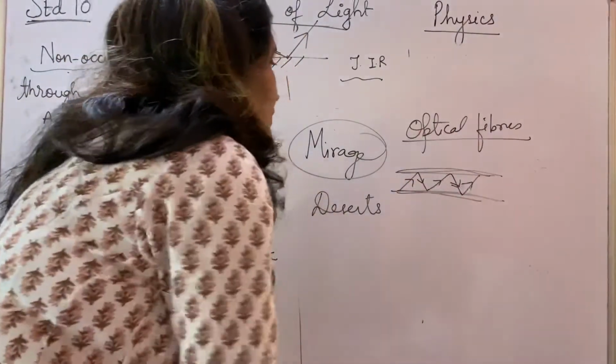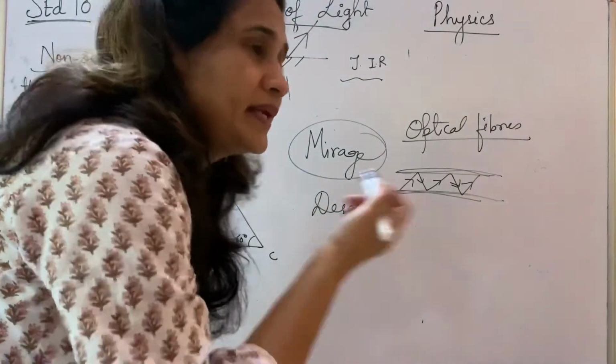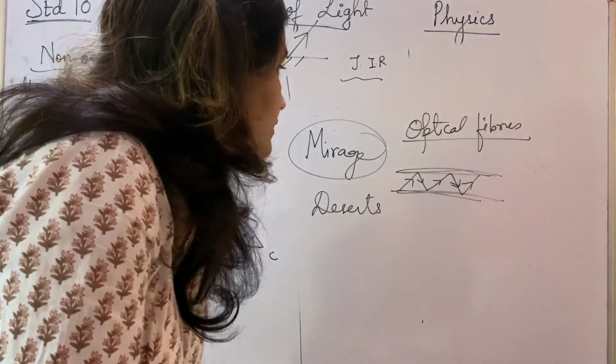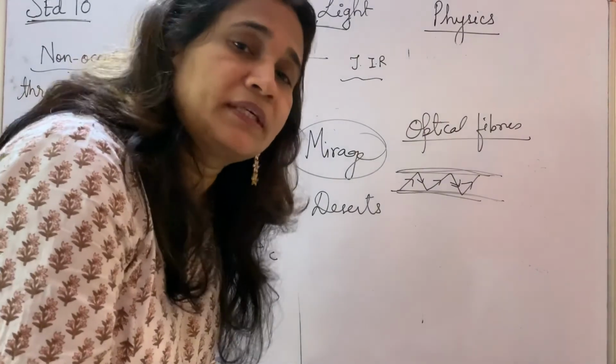So optical fiber is an example, mirage is an example, and a few I have explained already in my earlier video, diamond. So they can ask you various examples based on it. So you should be able to give a proper logical reasoning of total internal reflection.